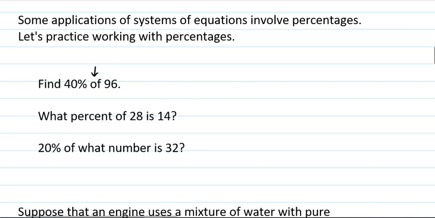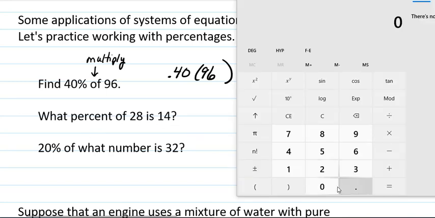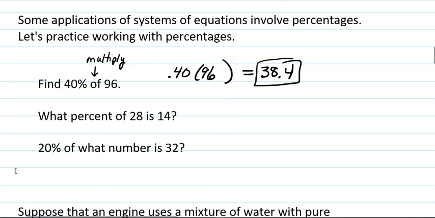percentages is the word "of" is always going to mean to multiply, and that we use the decimal form of the percent. So when I say find 40% of 96, this is the same as the arithmetic operation 0.40 times 96. Multiplying 0.40 times 96, we get 38.4. So 40% of 96 is 38.4.